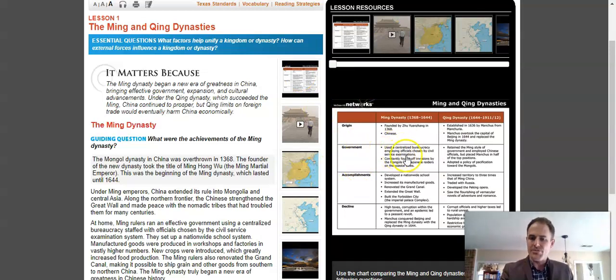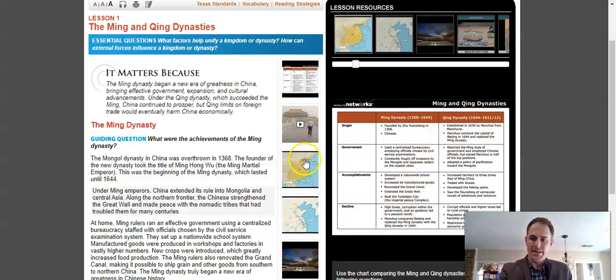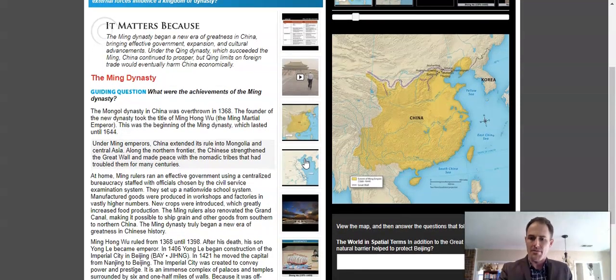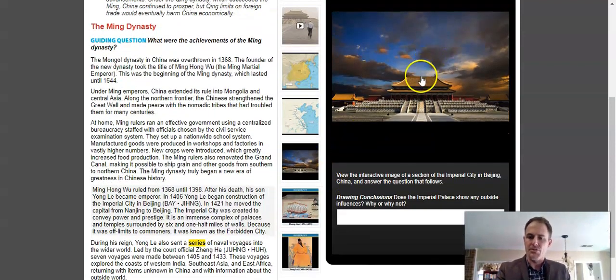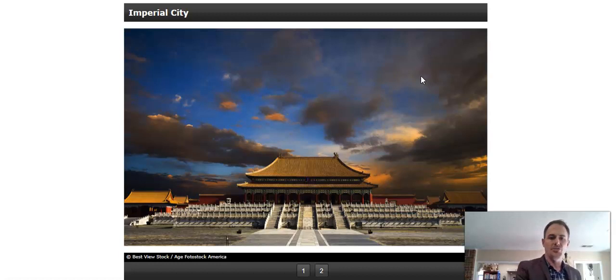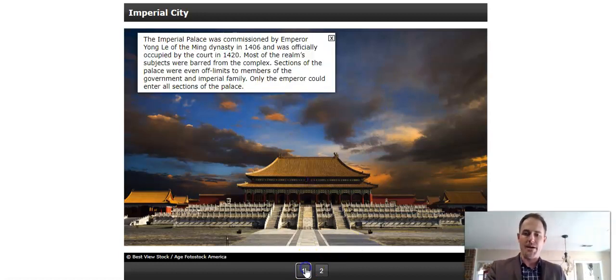Government, right? It's giving you some information about the government. Remember I said we're only doing the Ming Dynasty, not the Qing Dynasty, so only focus on the Ming, right? There are maps, there are interactive images, and if you click on these, it takes you to other information that pops up, right? Don't just rely on the text for this information.